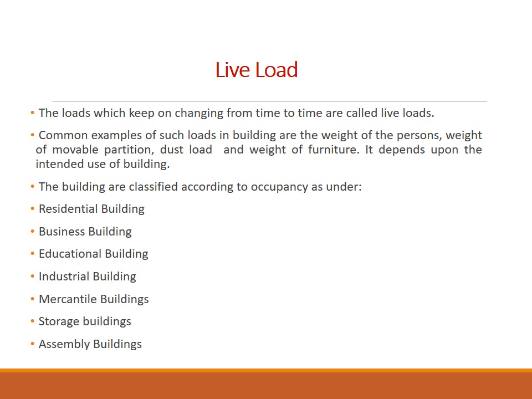The buildings are classified according to occupancy as under: residential building, business building, educational building, industrial building, mercantile building, storage building, assembly building. Depending upon the number of occupants, the live load intensity will change. For example, for a residential building, it may be 3 kilonewton per meter square, and that for educational buildings or industrial buildings, it may be 5 kilonewton per meter square.